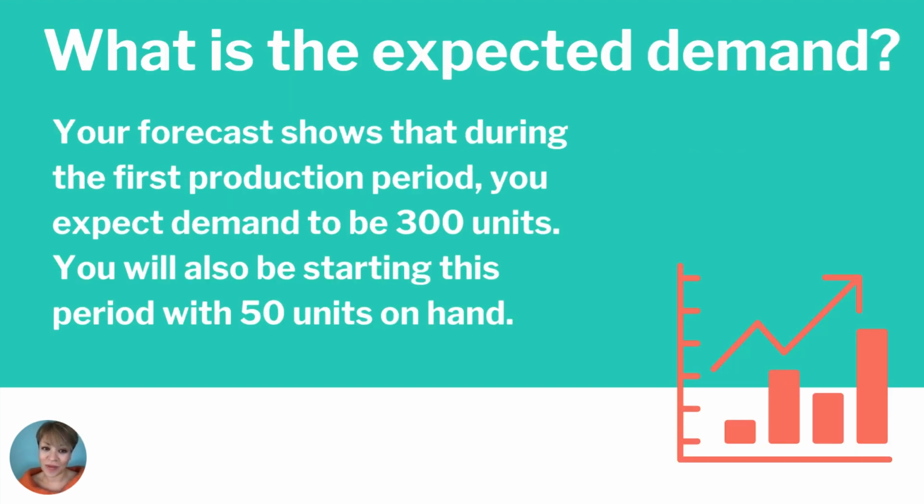What is the expected demand? Your forecast shows that during the first production period, you expect demand to be 300 units. You will also be starting this period with 50 units on hand. Note that these units are for plain tops. Customization takes place in store and the inventory on hand has not yet been customized.